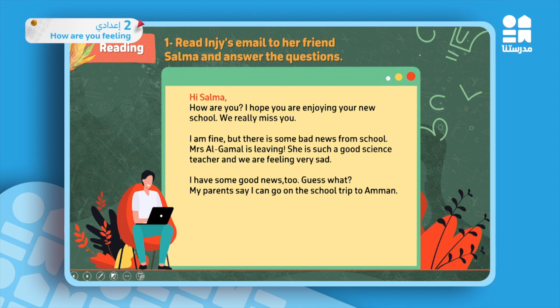My parents say I can go on the school trip to Amman, the country Oman. Okay. I am very excited. Excited means very happy. There are many amazing places to visit there. The trip is in March. And I can't wait. Usually I use the phrase I can't wait to express that you are so excited about something. So we say I can't wait. So what's your news?